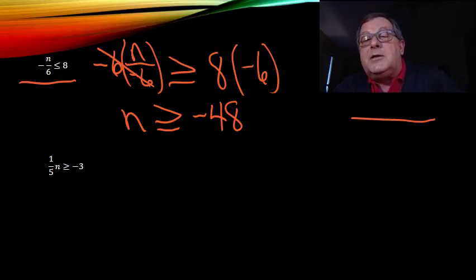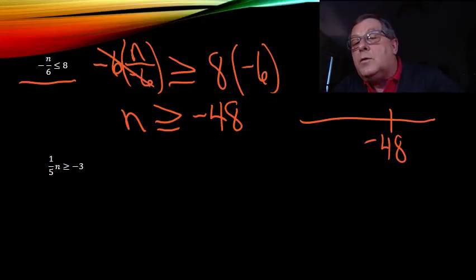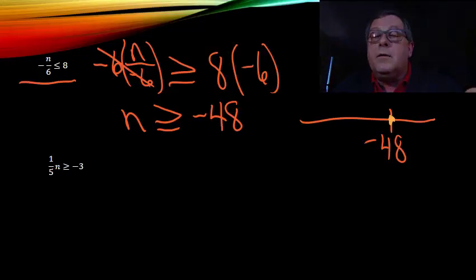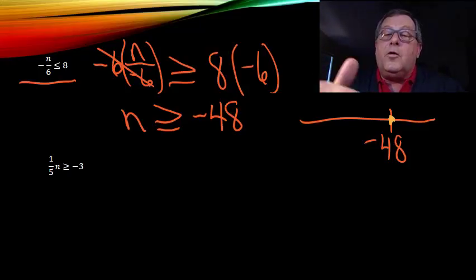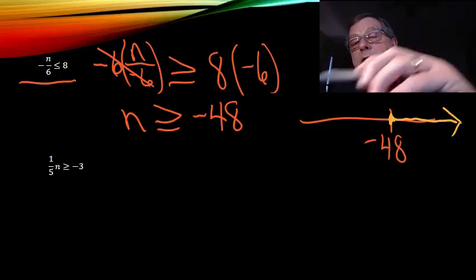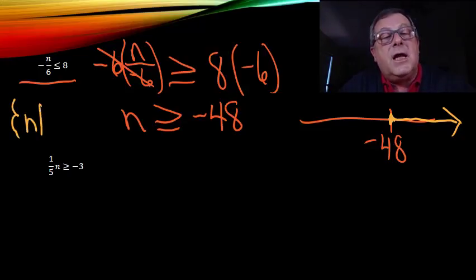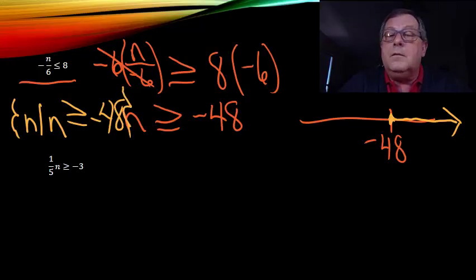All right. Now, if I'm asked to graph this on the number line, let's say that right here is negative 48. Okay. And n is greater than or equal to negative 48. Well, it's a greater than or equal to, so you may remember I got to have a closed dot here. And if n is going to be greater than negative 48, I'm going to move to the right. My graph's going to move to the right, and it's going to look something like that. Now, if I were to write this in set builder notation, I'd have my bracket, and I would have n such that n is greater than or equal to negative 48. And there I go. Done.